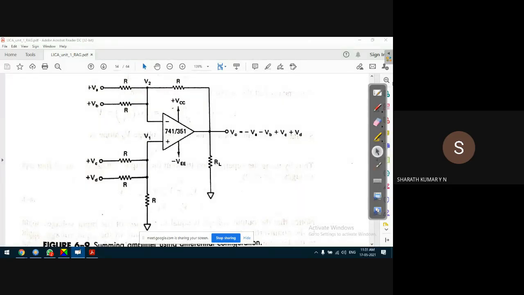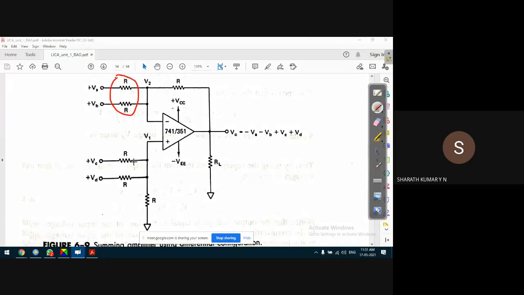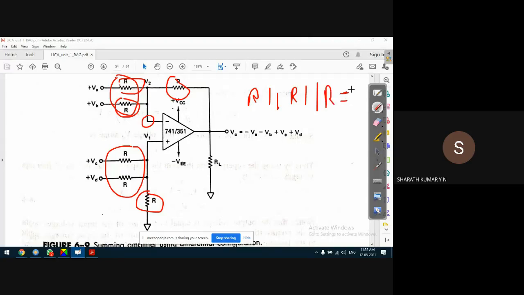With the same logic, we have equal resistance R and R at the input terminals, and this resistor should be equal to the equivalent resistance at the inverting terminal, that is R, since it is a parallel network. R parallel with R parallel with R is actually less than R, but we can approximate it to be equal to R. So this resistance is a standard value. All these are standard values, it is not like we use exact values.